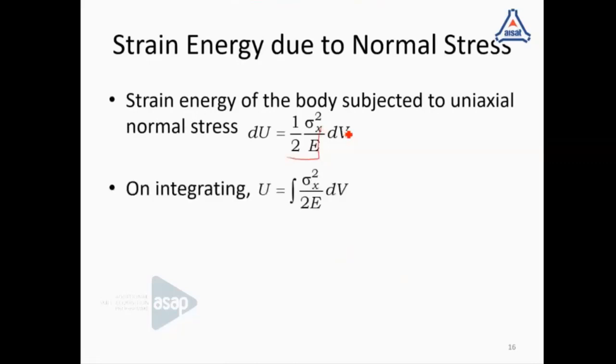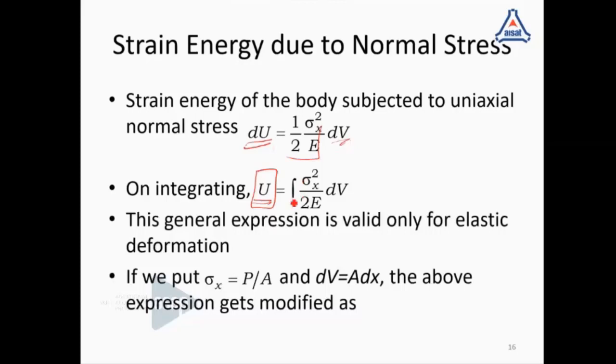and it can be integrated to obtain the total elastic strain energy. It is the elemental strain energy on the elemental volume. Even though we are showing a single integral symbol, it is integrated over the volume, just like a triple integral. And here we can put sigma is equal to P by A and dV is equal to A into dx. A is the area of cross section and this is the length.